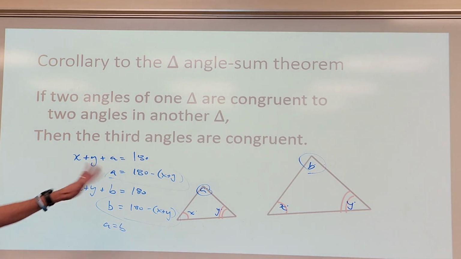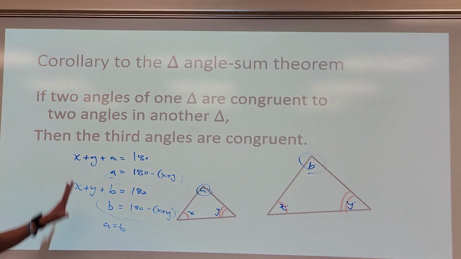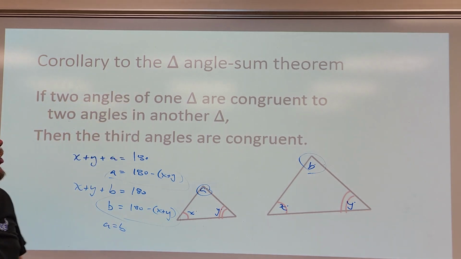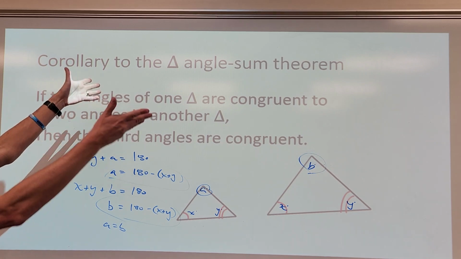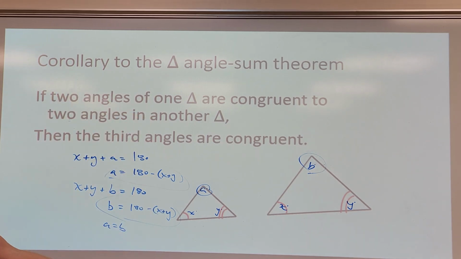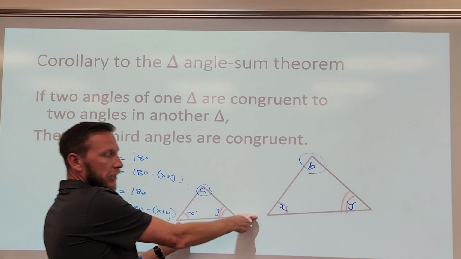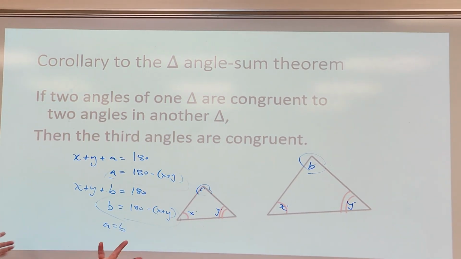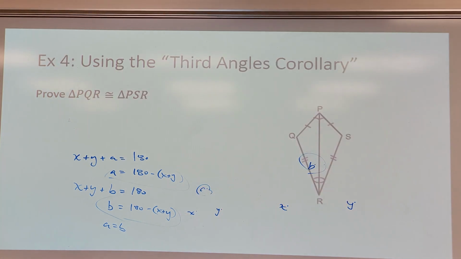That's kind of a quick step-by-step proof there without actually writing out all the steps for you. But this is the explanation on why this is true. We sometimes call this the third angles theorem. Here it is called the corollary to the triangle angle sum theorem. So this just follows from the fact that the sum of the measures of the angles in a triangle has to add up to 180. So if these are the same and those are the same, then these have to be the same. There's not another choice. These have to be the same amount.